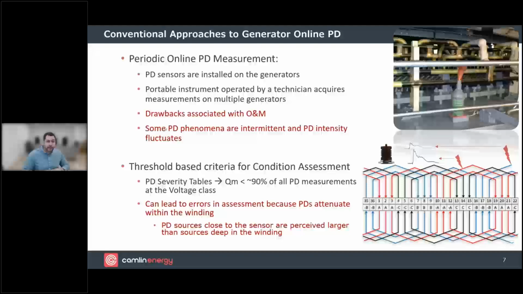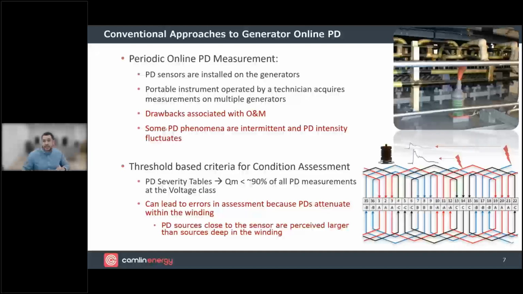So if we consider, conventionally or traditionally, how this has been approached, the traditional approach for online partial discharge measurement for generators has been historically periodic tests. So these would be tests where technicians go out with a portable instrument and connect the portable instrument to sensors which are terminated externally to the generator housing.